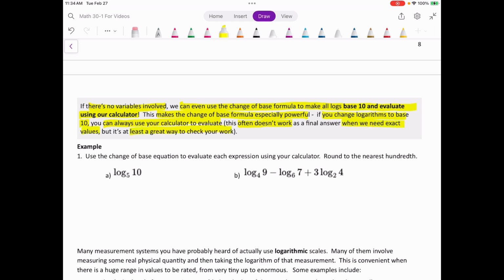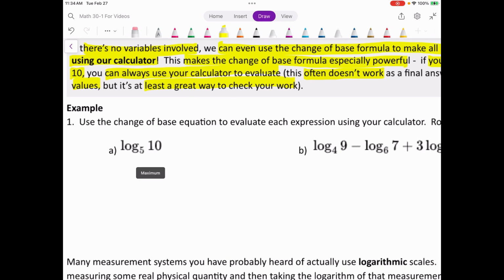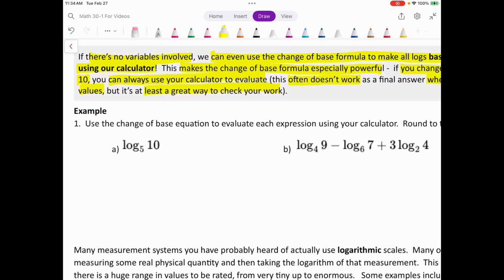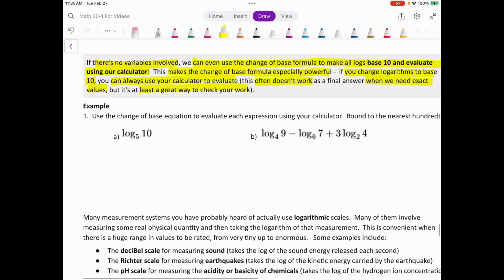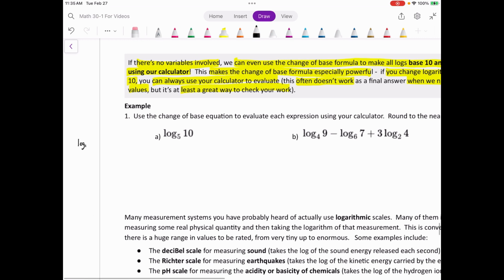So it says, use the change of base equation to evaluate each expression using your calculator, round to the nearest hundredth. Now our calculators can't do log base 5, but they can do log base 10. So what we can do here is rewrite this, okay? How could I use the change of base formula? Well, again, all the change of base formula says is that log base b of c can be written in terms of log base a by doing log base a of the argument over log base a of the base.